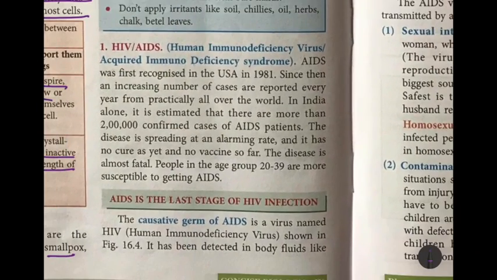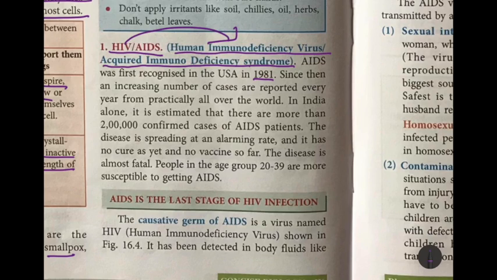Now, HIV or AIDS. The full form of HIV is human immunodeficiency virus. It causes a disease known as AIDS, and the full form of AIDS is acquired immunodeficiency syndrome. AIDS was first found in the US in 1981. Since then, lots of cases have been reported every year from all over the world.